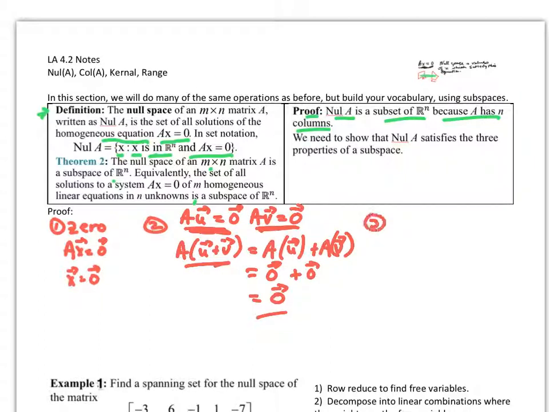Then the third one, scalar multiple. If I take A of cu, what does that equal? Well, I can take the constant out. We know that that's c times 0, and so that's going to be our 0 vector. So all this shows is that we are holding true to show that this is a subspace of Rn.